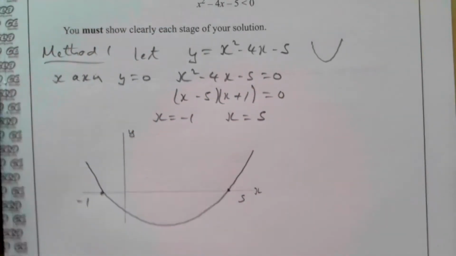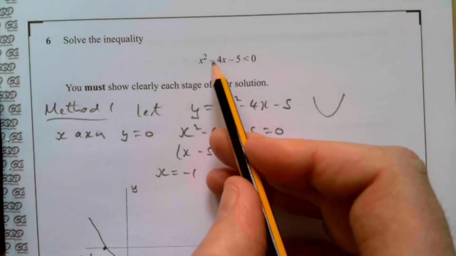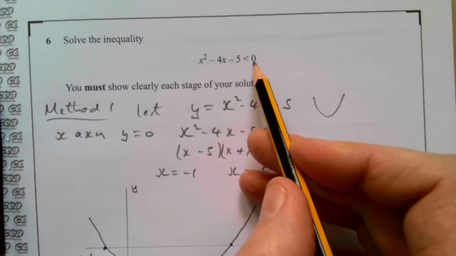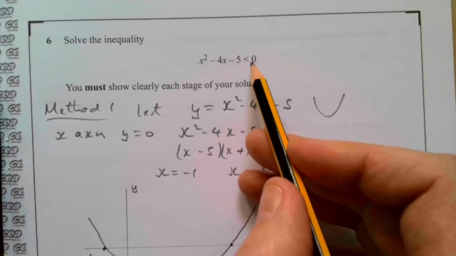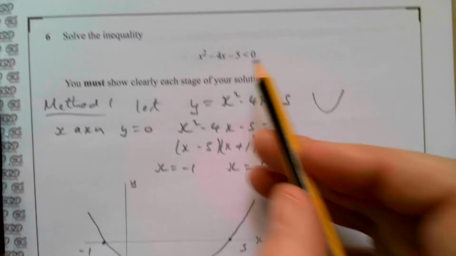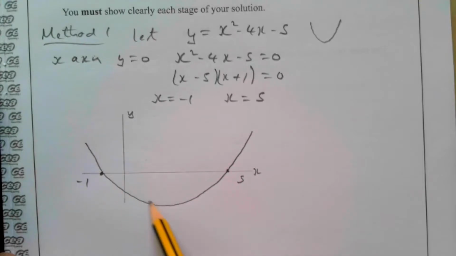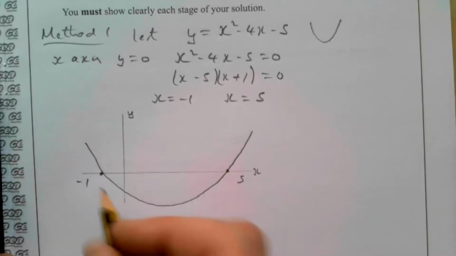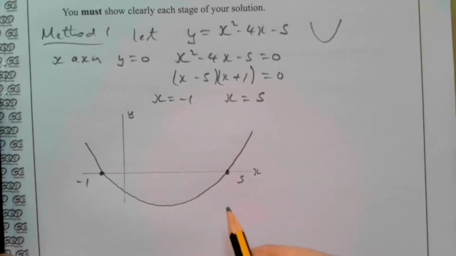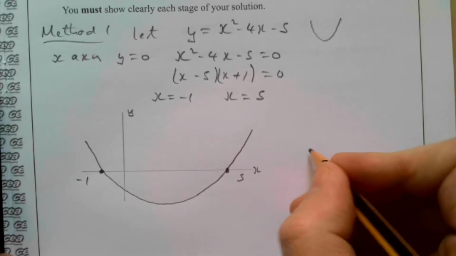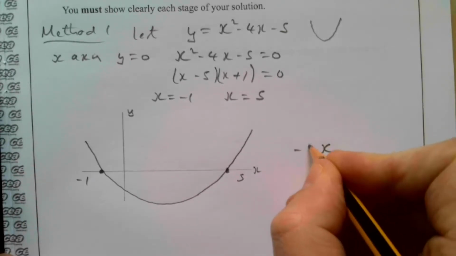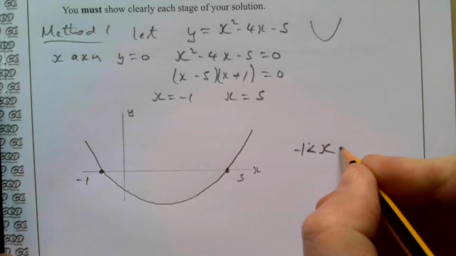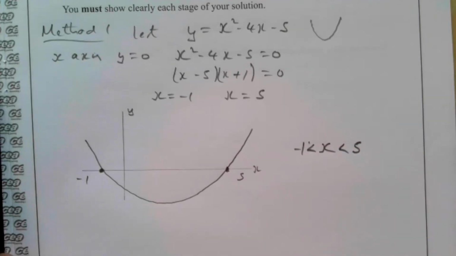Now back to the question. They're asking where is x squared minus 4x minus 5 less than 0? This is the tough bit. That's asking the same thing as where is this line below the x-axis? This line is below the x-axis in between here and here. Therefore x has to be between minus 1 and 5, and that's the answer.